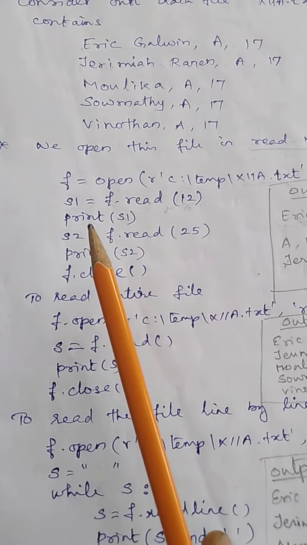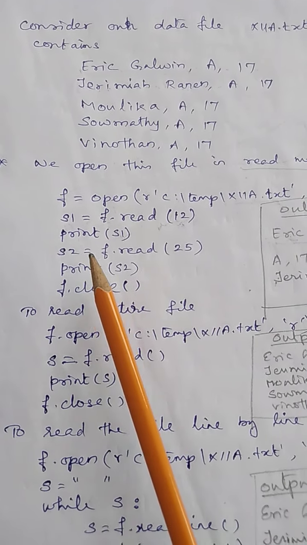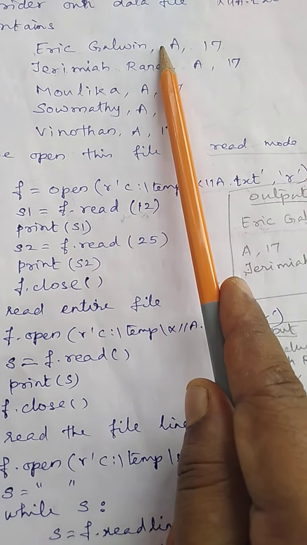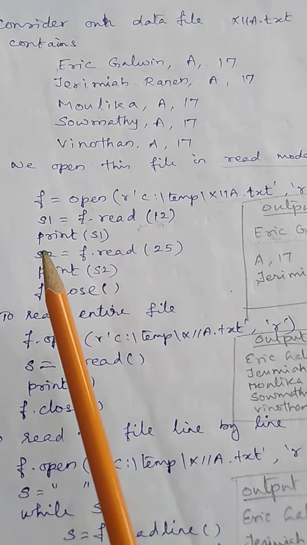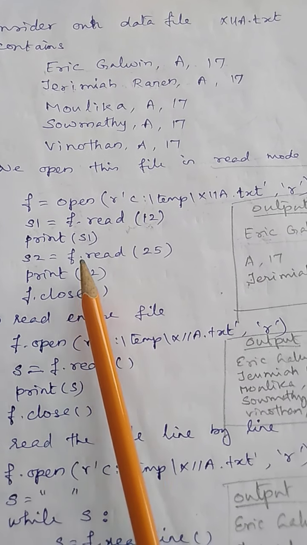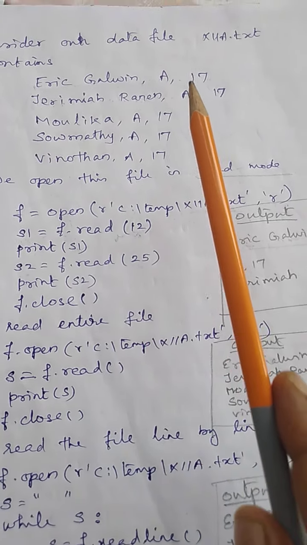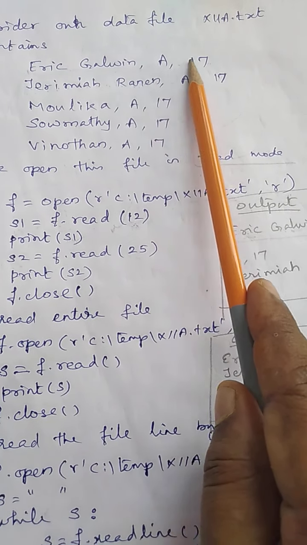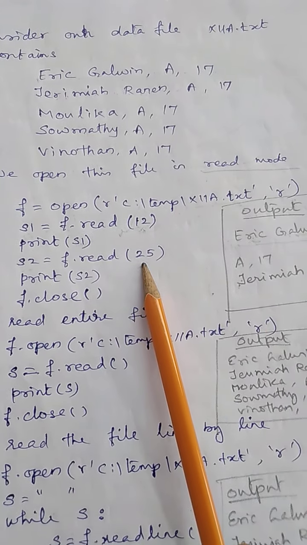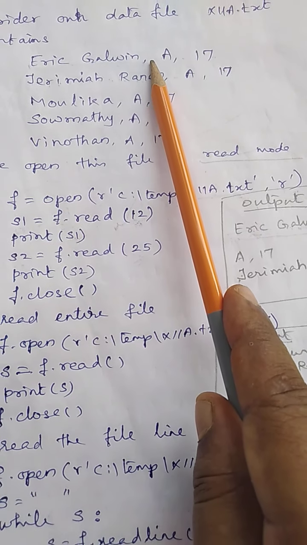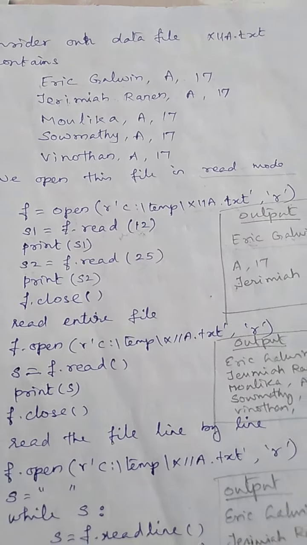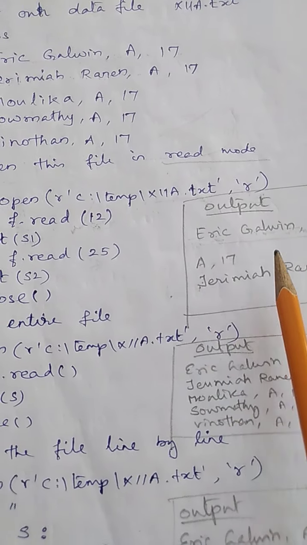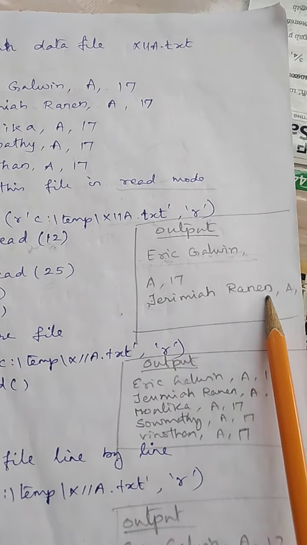I think it's clear. Next, we want to read the next content, the next data. Now the file pointer will be after this comma. We have read 12 characters, so the file pointer will be at the 13th byte. Now we are using S2, another string: S2 is equal to F dot read of 25. From the place where the file pointer is present after the 12th character, from the 13th place, I am going to read the next 25 characters. The 25 characters reach up to this A comma 17, then the next line's end of line character, then Jeremiah Ranan comma A comma.